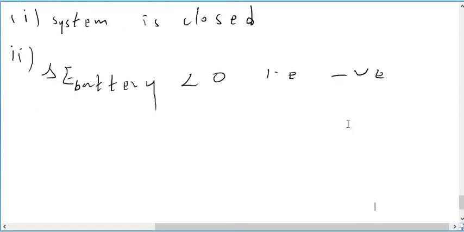Therefore heat will be generated and released by the system, that is by the system. So heat is negative.